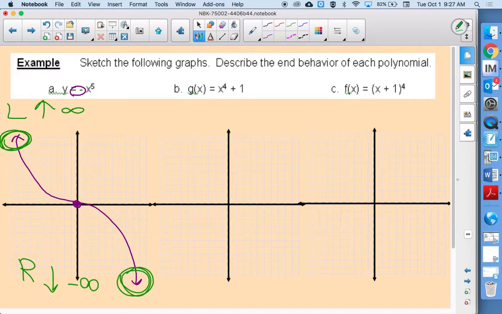That would be the end behavior, the non-mathematical way to describe it. So the left side goes up, the right side goes down. And that's because there's a negative in front, and it's an odd power.